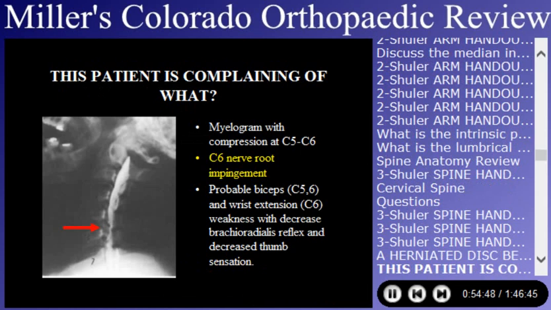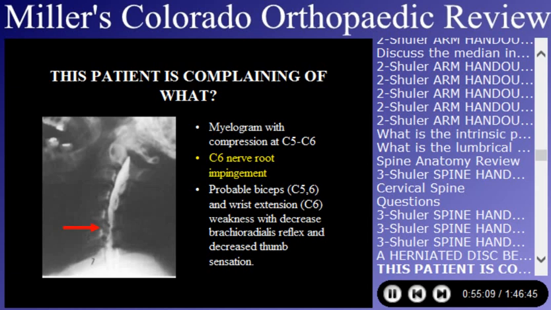It's a myelogram. So you just walk down it. Let me get the pointer back up for you. So 1, 2, 3, 4, 5, 6. You see now this bulge here between 5, 6. What nerve root? C6. What are they complaining of?